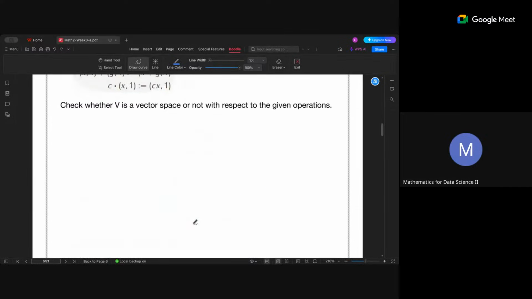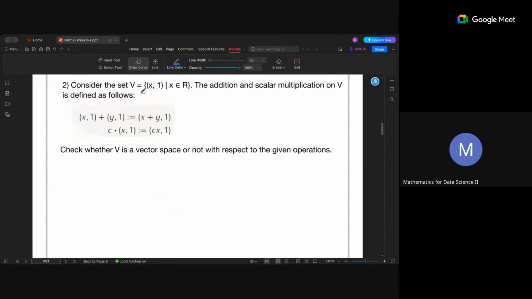All right. Consider the set V, which is the set of all x comma 1, where x is in R. Now we are defining addition and scalar multiplication as follows. Now we want to check whether V is a vector space or not. How is addition and scalar multiplication defined? See it carefully. Addition is done only for the first part, and scalar multiplication is also done for only the first component. The second component remains the same. There is no change in the second component. This is how we are defining addition and scalar multiplication.